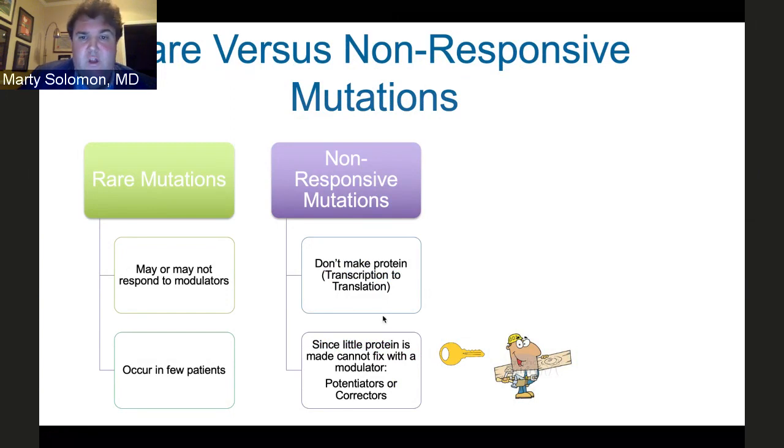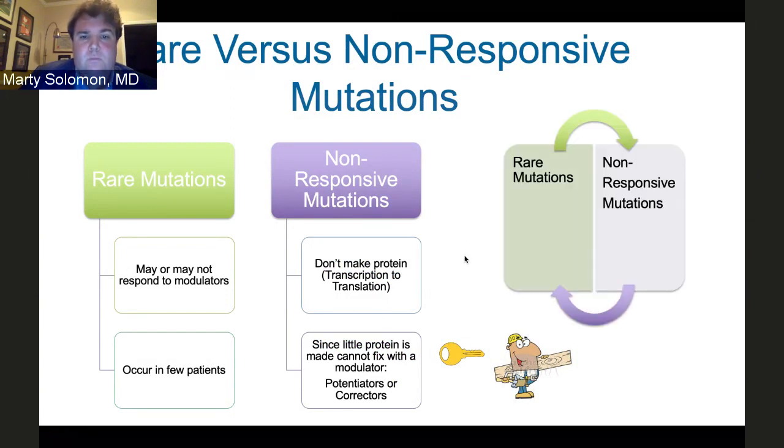And as you can see, if you'll click the slide again, you can see there can be overlap between rare mutations and non-responsive mutations. So some mutations that aren't responsive to modulators may be rare and vice versa. So they're not mutually exclusive, but they are different, and they'll be important for us understanding how we approach paths to cure and treatment of other mutations in this circumstance. If you'll advance the next slide, please.